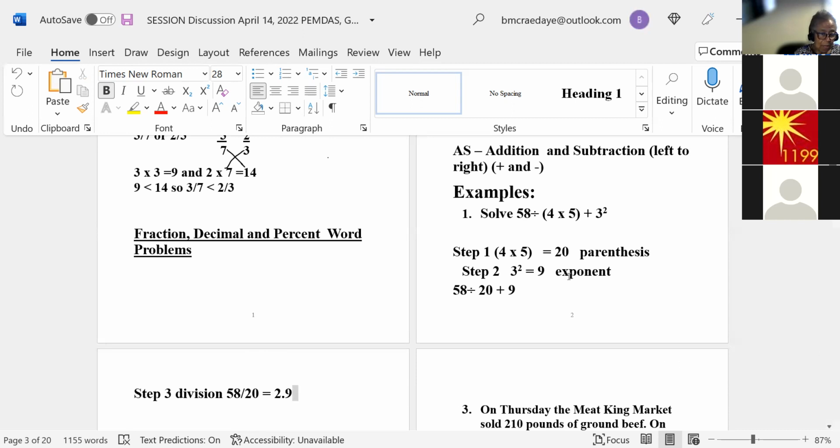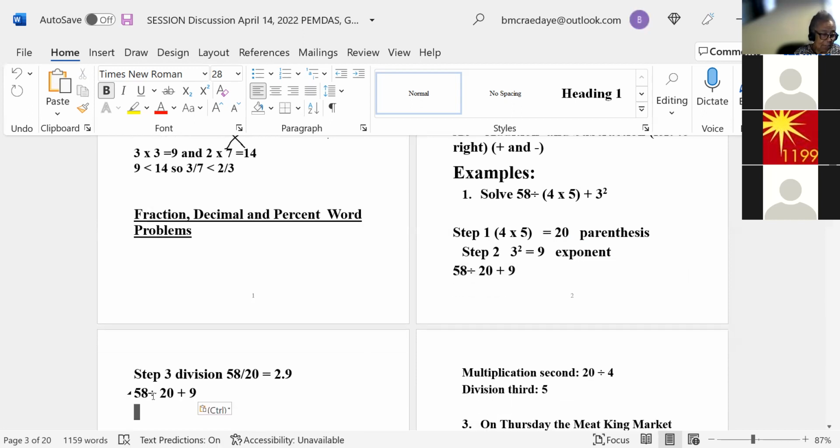So this becomes 58 divided by 20 plus 9. Let's just put that in. That's 2.9, and then you add it. And then the last step is what? The addition. So step 4 is addition.